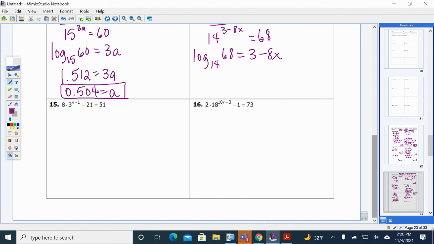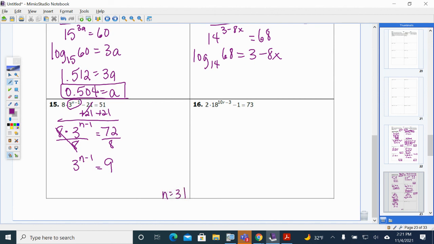Number 15, 8 times 3 to the n minus 1 minus 21 equals 51. The first step on this, of course, is to get this exponential part by itself. So we must add 21 first. 51 plus 21 is 72. Divide by the 8. 72 divided by 8 is 9. Rewrite in log form, solve, and I can tell you that the final answer is n equals 3.